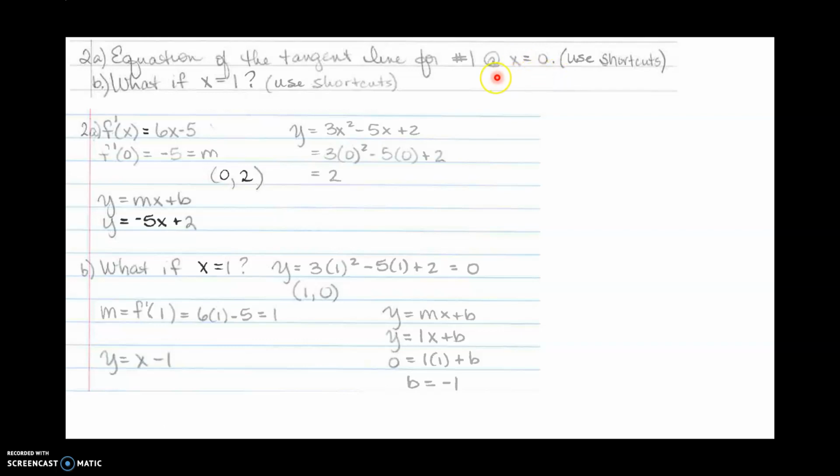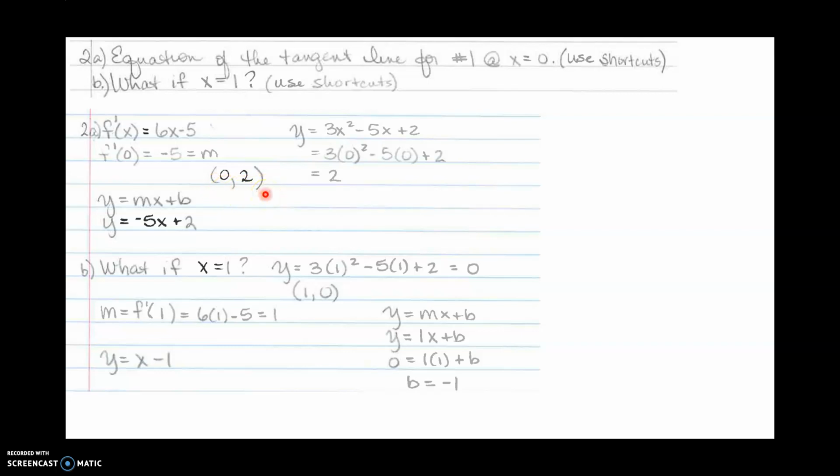So let's go back to our original equation, 3x squared minus 5x plus 2. And if you know x and you want to find y, you just plug in x and you find y, right? So let's put 0 in for x, and we'll end up with 2. So that's going to be our point 0, 2. Now, when you put 0 in for x, that's your y-intercept, right? So there's b right there.